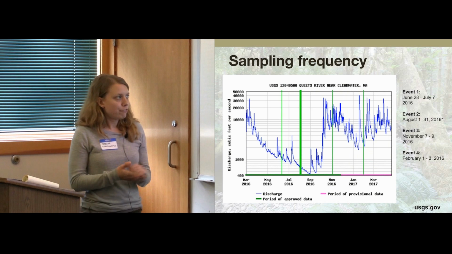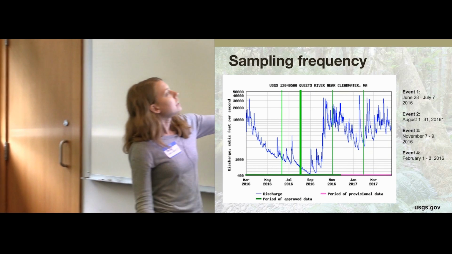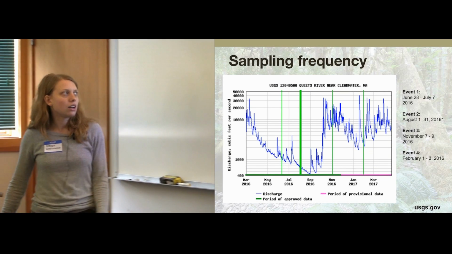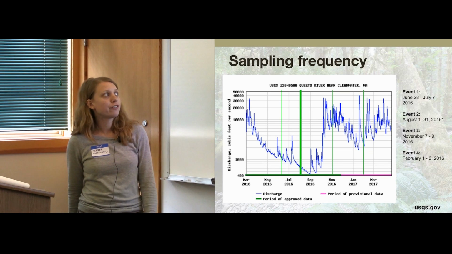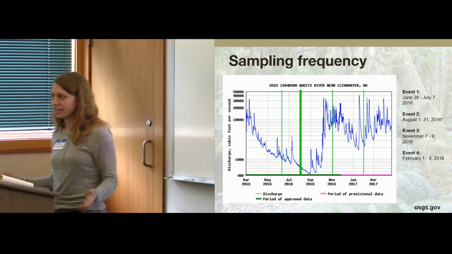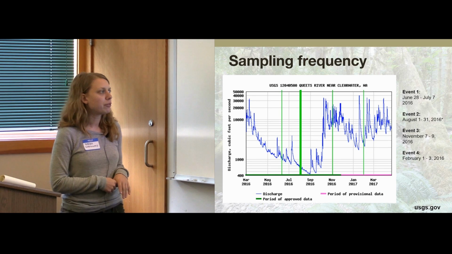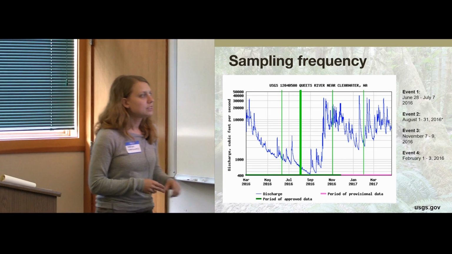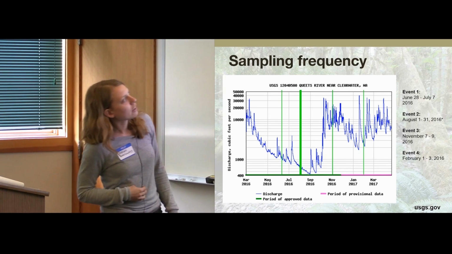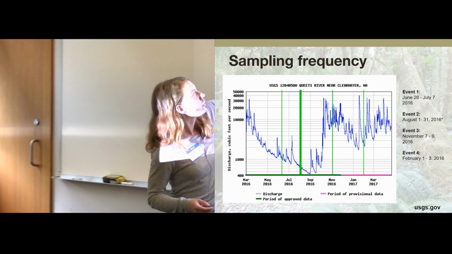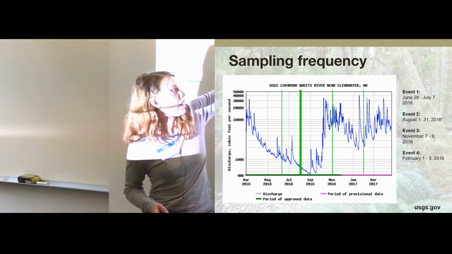And so I went out 4 times. This is just overlaid on top of the Queets River hydrograph, just to give you a reference for what the hydrologic conditions were at the time that I was taking these measurements. And it's actually kind of hard to see here, but there are green lines showing when I went.